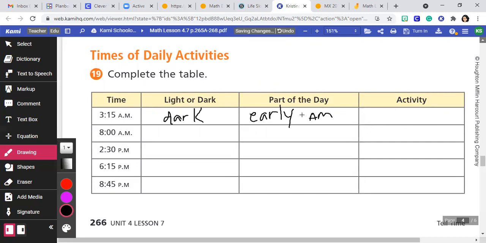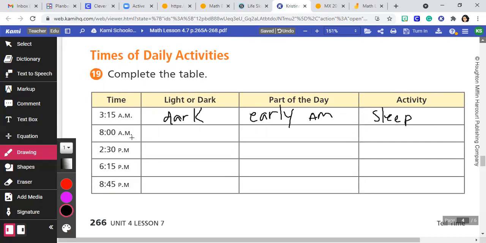What activity are you doing at 3:15? And if any of you say video games, I would not accept that answer as your teacher. What are you supposed to be doing at 3:15 in the morning? Sleeping.